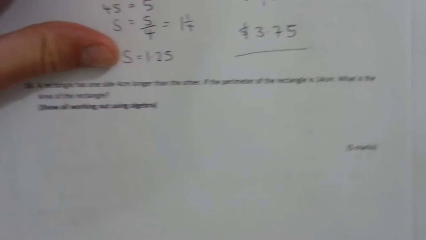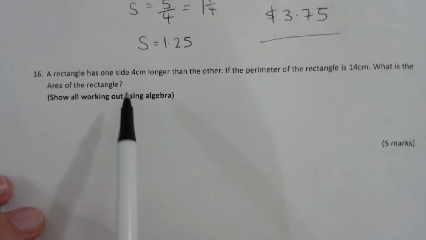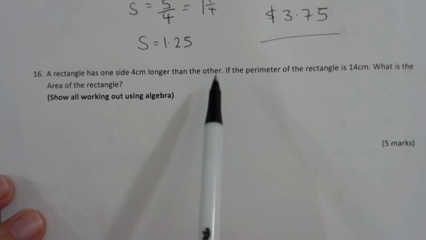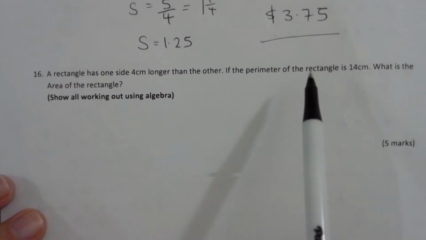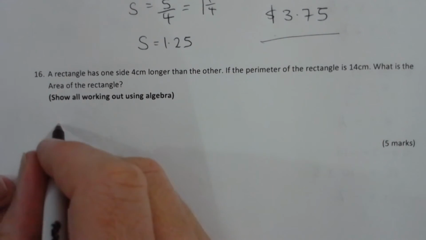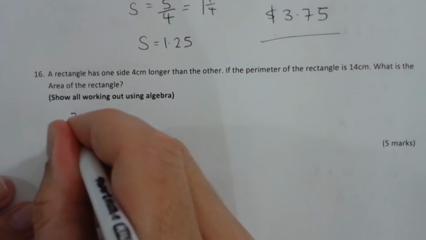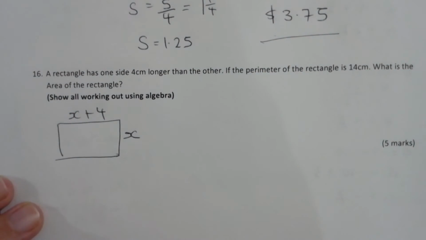Alright, now some really tough questions at the end. Let's see what this one says. A rectangle has one side 4 centimeters longer than the other. If the perimeter of the rectangle is 14, what is the area? Tough question. Always better to draw it. Has one side 4 centimeters longer than the other. So from my picture, that's the long side, that's the short side. We don't know what the short side is, so let's call it x. So 4 centimeters longer must be x plus 4.